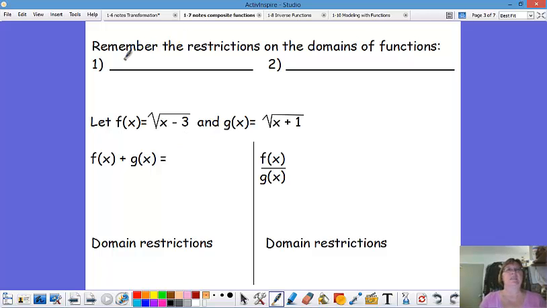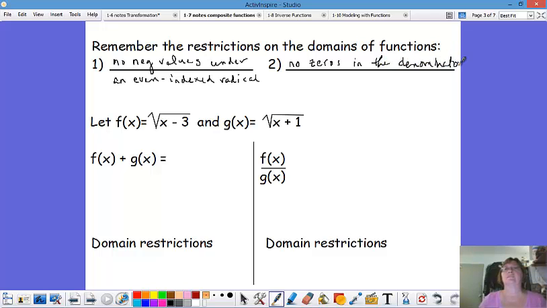The restrictions on domains of functions: no negative values under an even radical, an even indexed radical. So that's something that we've got to look out for. And the one that we looked at just a second ago, no zeros in the denominator of fractions. So those are two things that we have to keep an eye out for as we're combining functions.